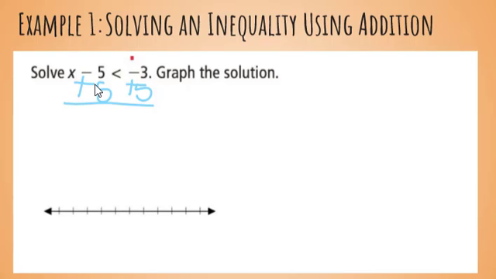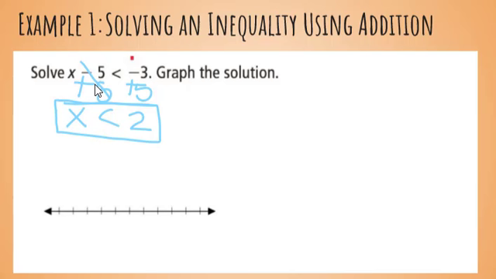So we're going to bring down this x. Our negative 5 and our positive 5 cancel. We're going to bring down our inequality symbol, our less than symbol. And then negative 3 plus 5 gives us 2. So our answer to solving the inequality is x is less than 2. That's kind of like our first answer.